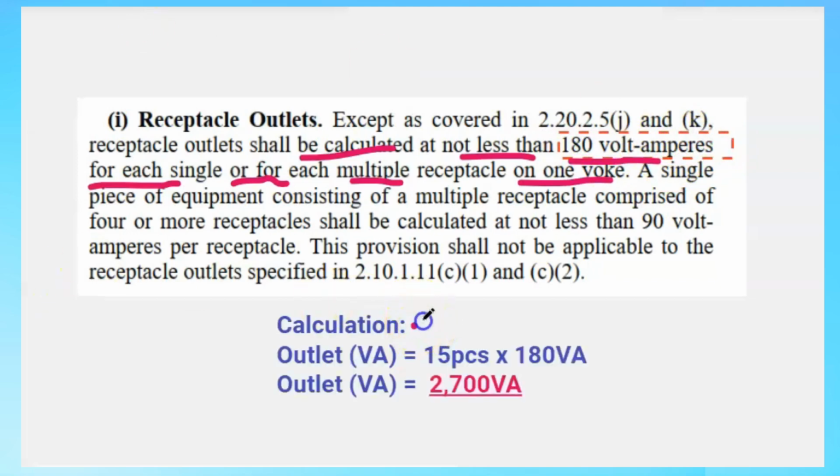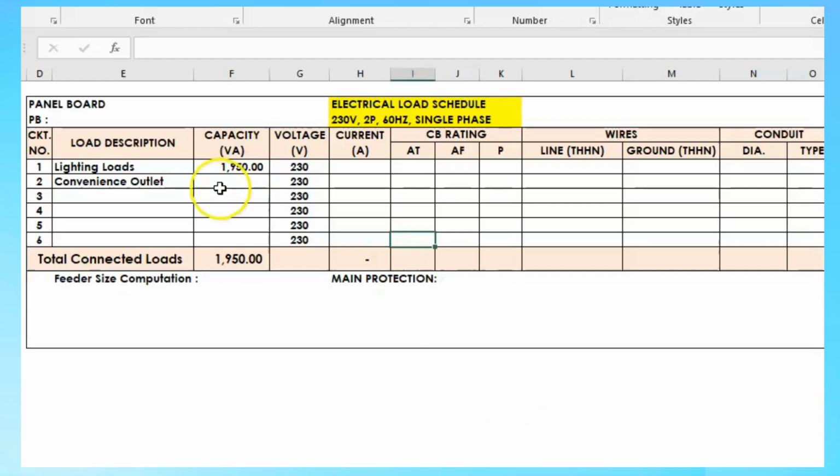For calculations, we have outlet BE 15 pieces. This is the actual count. So 15 pieces times 180 multiplied, that is 2,700 BE. So this is the max estimated load for outlets that we will put there. Okay, so let's plug in this value in our load schedule. Convenience outlet is 2,700.